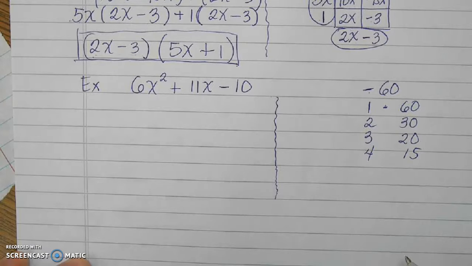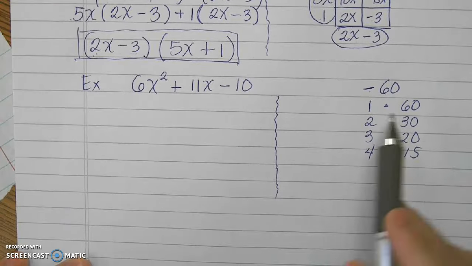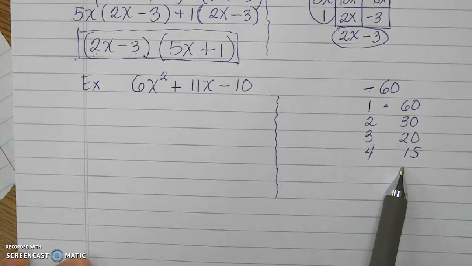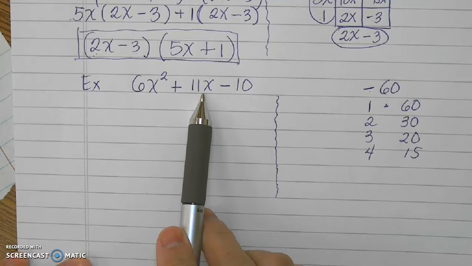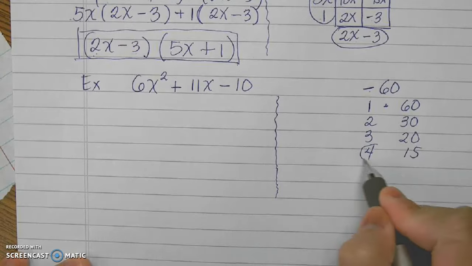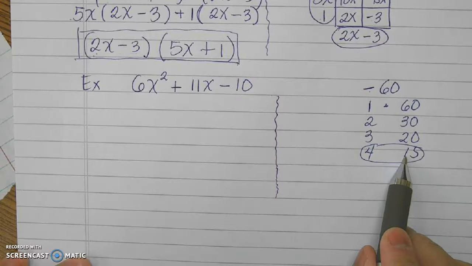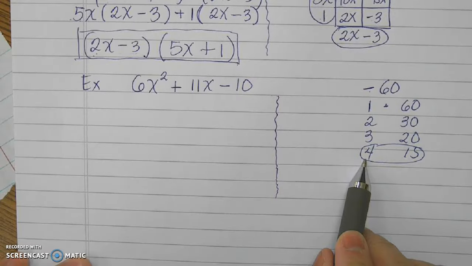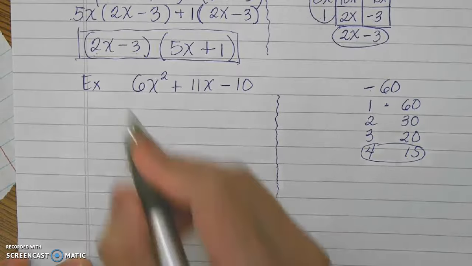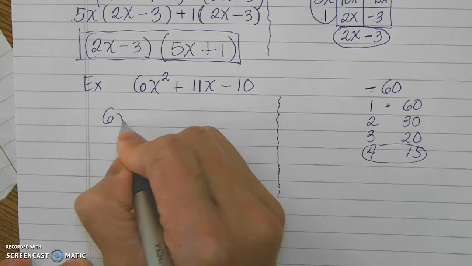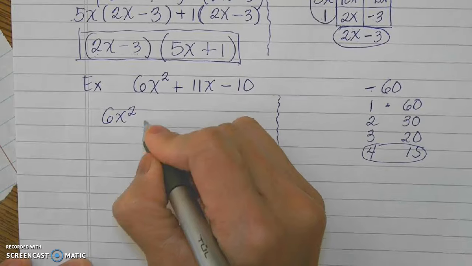And I will think of, if I add them, which one can become a positive 11x. I'm kind of thinking this, because if this is positive and that's negative, that will be 11. So let's begin. Copy this down. Change the 11x into these factors.